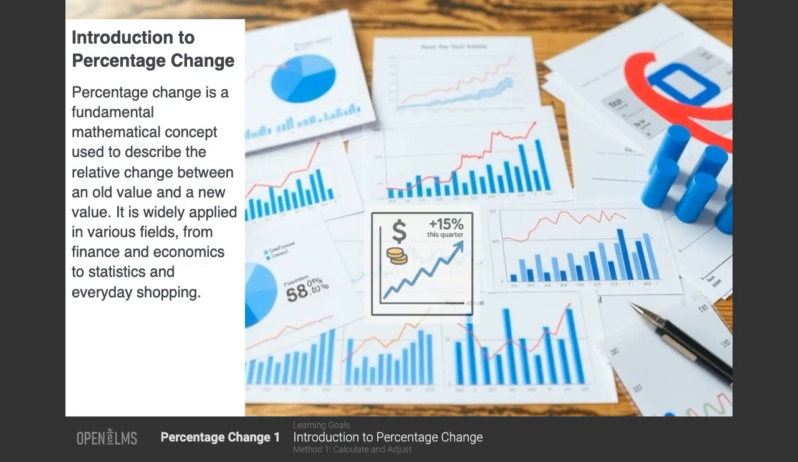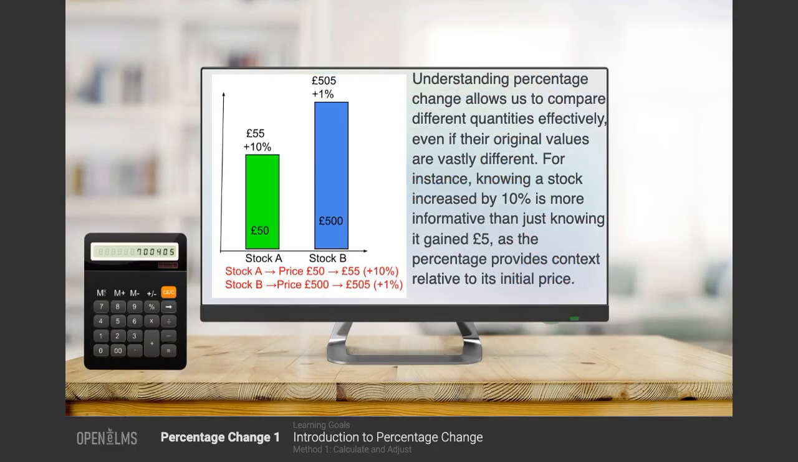Introduction to Percentage Change. Percentage change is a fundamental mathematical concept used to describe the relative change between an old value and a new value. It is widely applied in various fields, from finance and economics to statistics and everyday shopping. Understanding percentage change allows us to compare different quantities effectively, even if their original values are vastly different. For instance, knowing a stock increased by 10% is more informative than just knowing it gained £5, as the percentage provides context relative to its initial price.